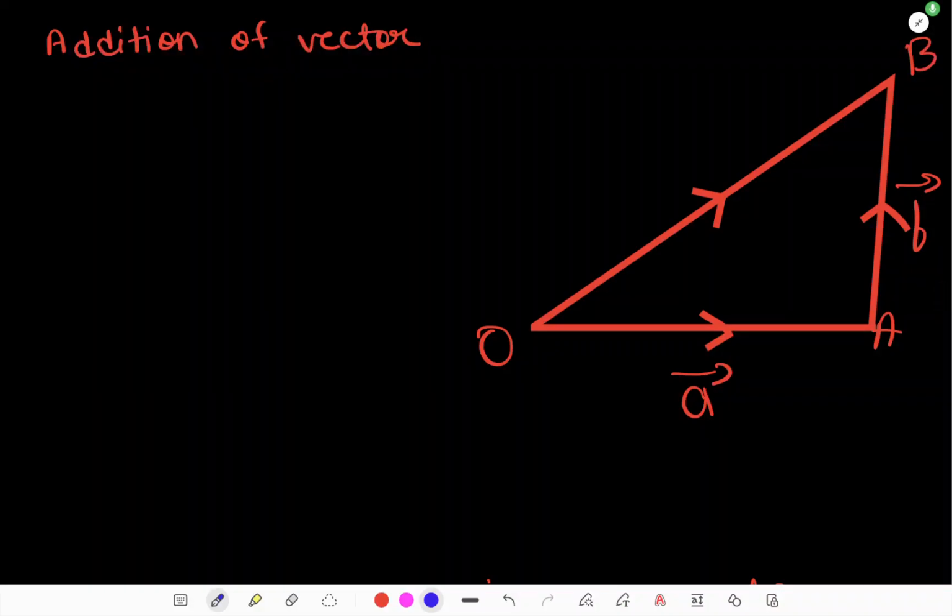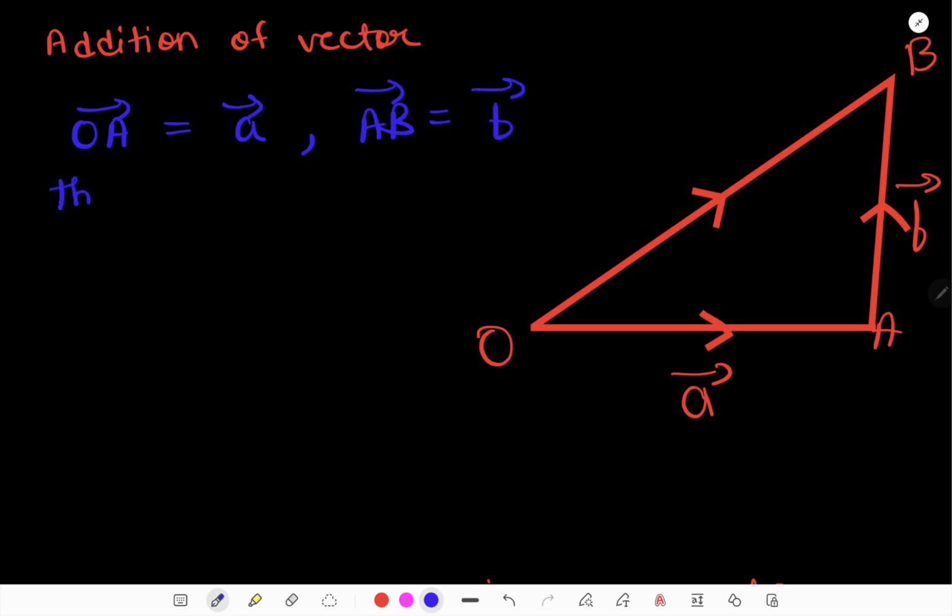In this video we are discussing addition of vectors and rectangular resolution of a vector. In this figure you can see that two vectors are given, vector A and vector B. We can write OA is equal to vector A and AB vector is equal to vector B. Then OB vector is called the sum of vector A and vector B.